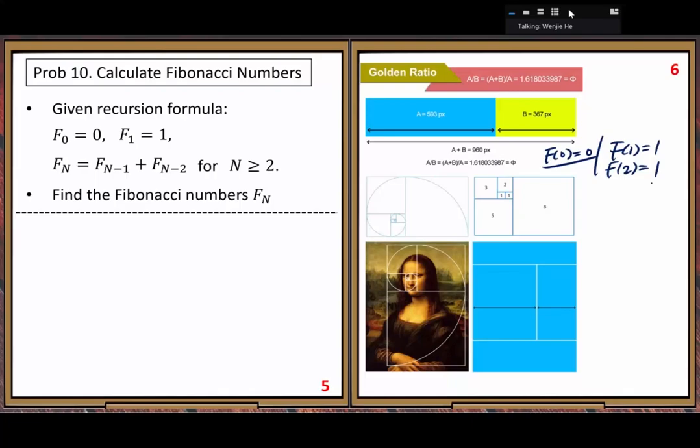Then f of 3. You can also place it appropriately, so you get a nice rectangle here. F of 4 equals 3, so you get another nice rectangle. F of 5, keep doing this, and you always get a perfect rectangle.